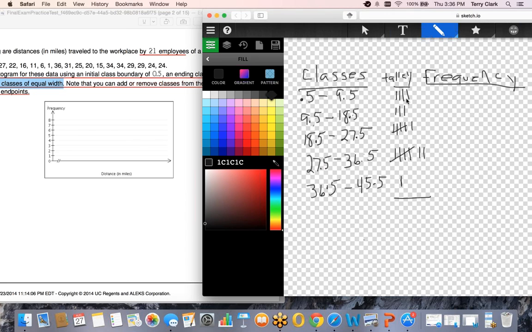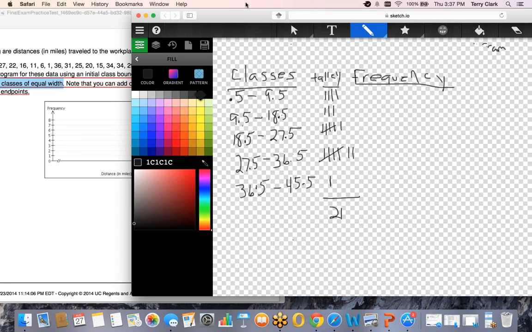Okay, so we've got 4 plus 3 makes 7, and then 7 plus 6 makes 13, and then 13 plus 7 makes 20, and then 20 plus 1 makes 21. So there's no bones about it. We counted up 21. They said they were 21. We haven't missed out on anybody.